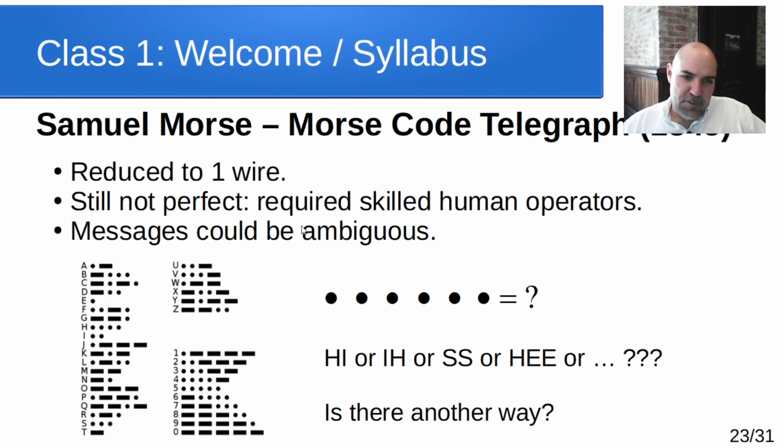All right, so reduced to one wire, it's still not perfect because it requires a skilled human operator. And also, messages could be ambiguous. In other words, here is a sequence that could potentially be interpreted as hi. Again, H was dot, dot, dot, dot, I is dot, dot. So if I have dot, dot, dot, dot, dot, dot, what is that? Is that hi, or is it IH, or is it SS? Because S is also dot, dot, dot. So is it two S's, or is it HEE, or is it EEEEEE?